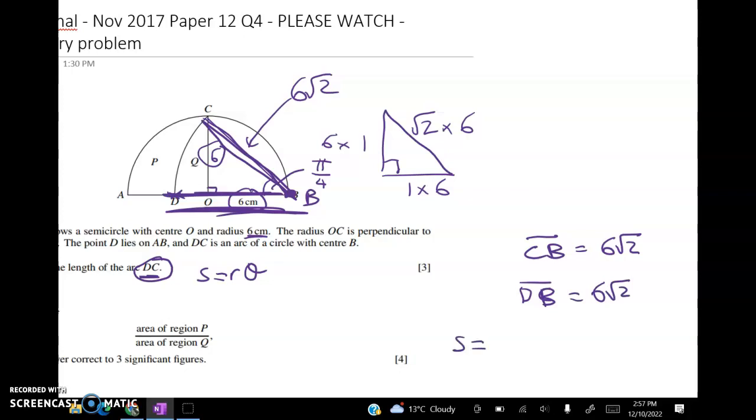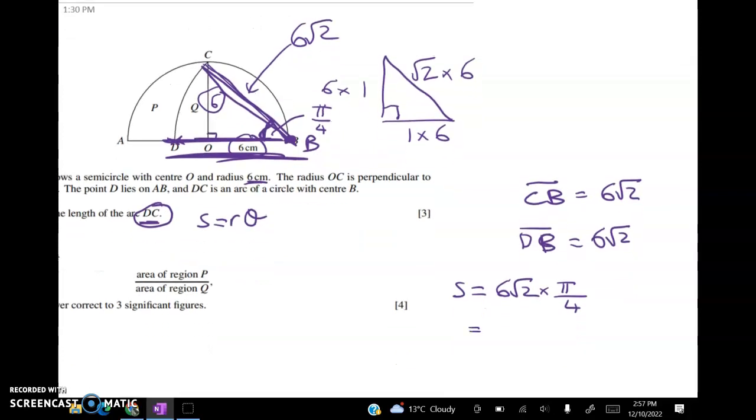And so s is equal to 6 root 2 times pi on 4, right? This angle in here. So that gives me 3 root 2 on 2 times pi. So that's the first question done. And that's centimetres, so we should put centimetres down there.